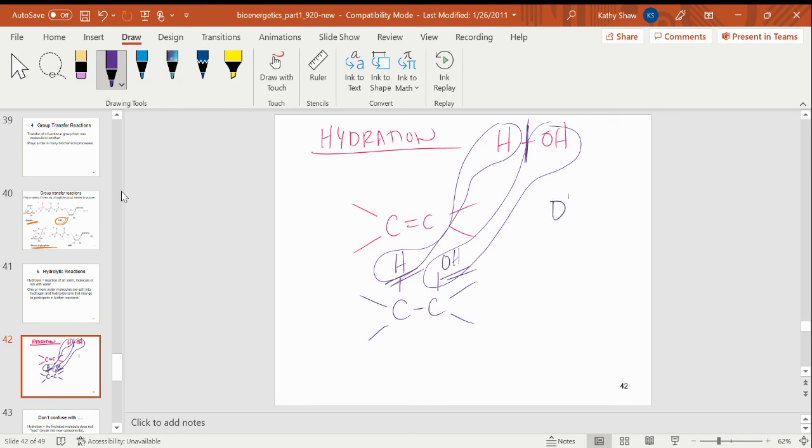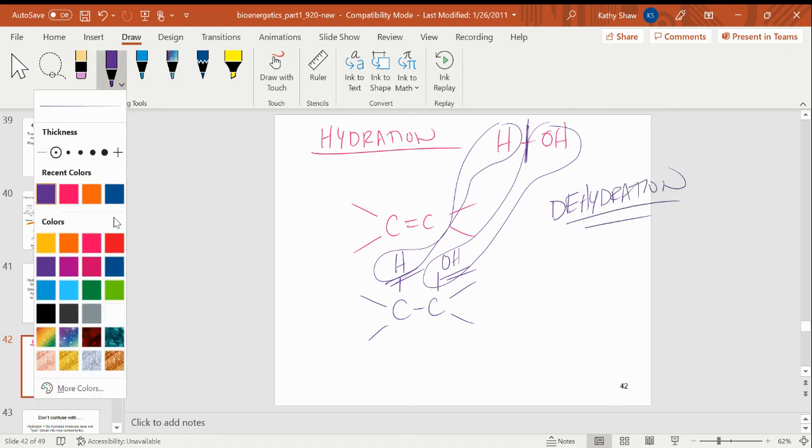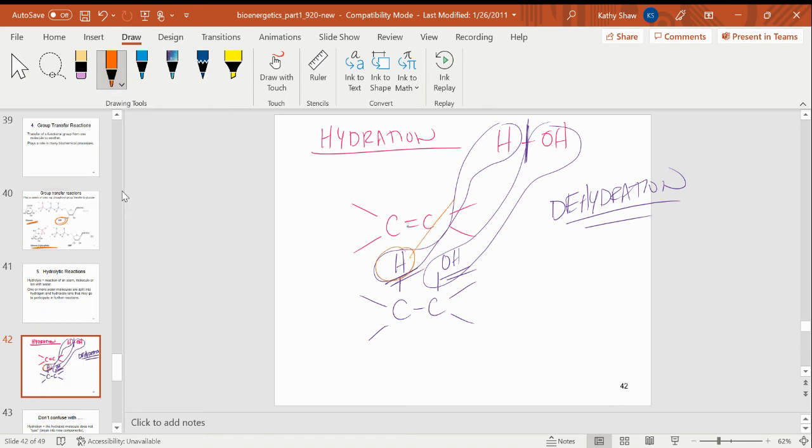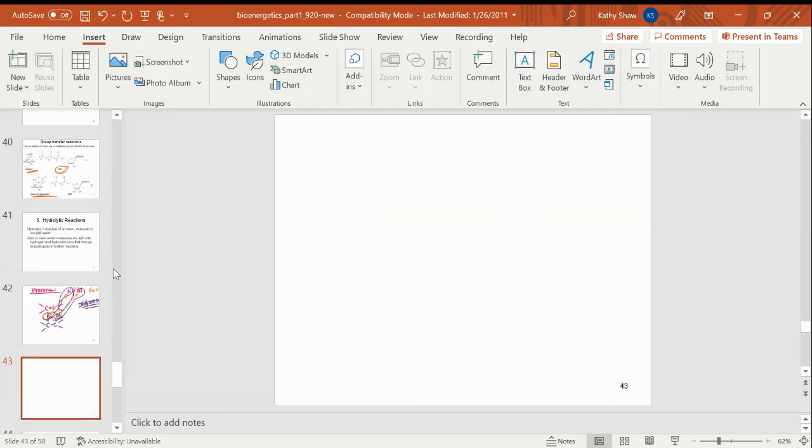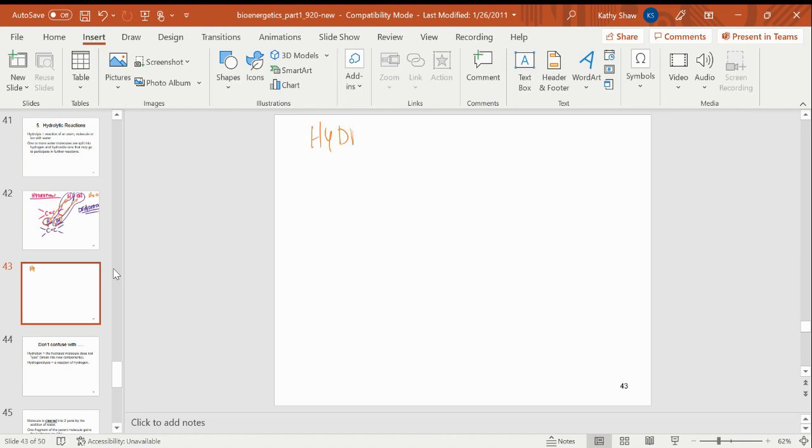I can also dehydrate. And in dehydration, what I'm going to do, take that hydrogen out of there, send it to a water, hydroxyl out of there, send it to a water, put an H and an OH together, and I can put my double bond back there. So I'm going to hydrate, I'm going to dehydrate. Then the other thing I can do is this. I can do hydrolysis. Lysis, remember, is breaking.